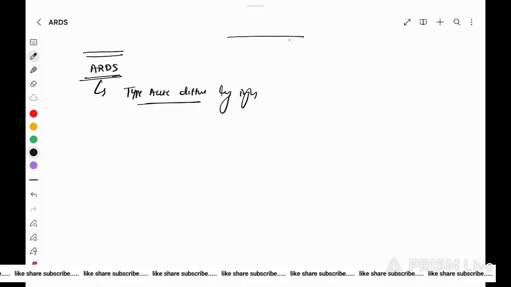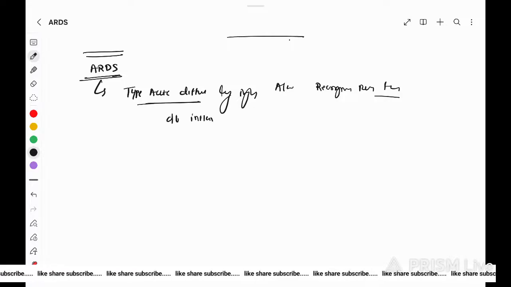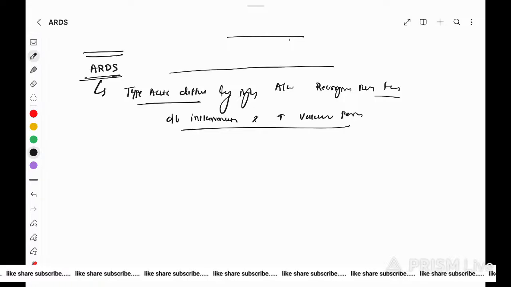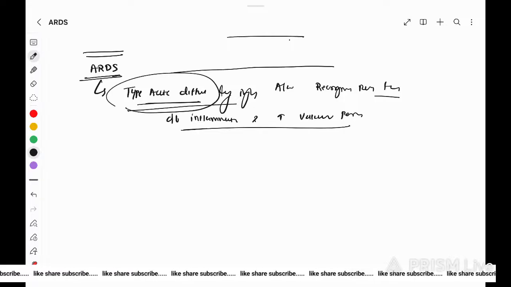Acute and diffuse lung injury associated with a recognized risk factor, characterized by inflammation and increased vascular permeability. There is a definition of ARDS. ARDS is a type of acute lung injury caused by a recognized risk factor, characterized by inflammation and increased vascular permeability.